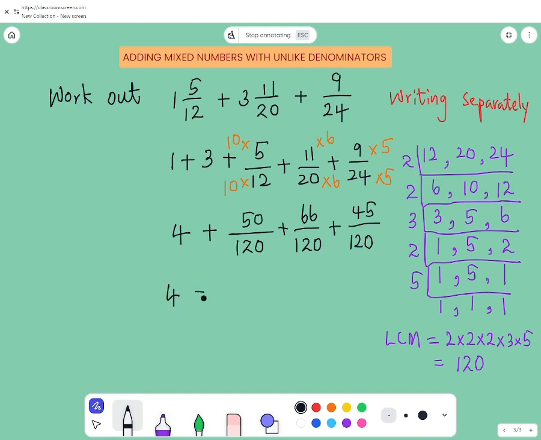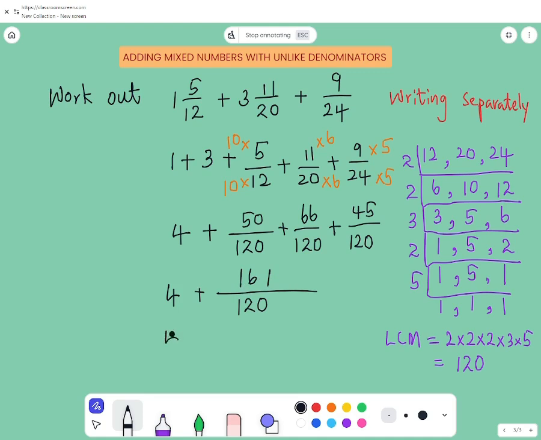4 is there. Continue. And common denominator 120. Then we have to add 50, 66 and 45. 5 add 6, that is 11. 1 and 1 remaining. 4 add 6, that is 10. 10 add 5, 15 with remaining 1, that is 16. Okay, now again you can see here improper. Then we have to turn this one into a mixed number to get the final answer.